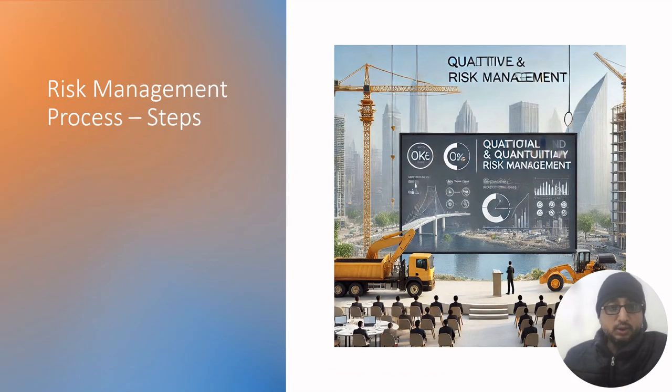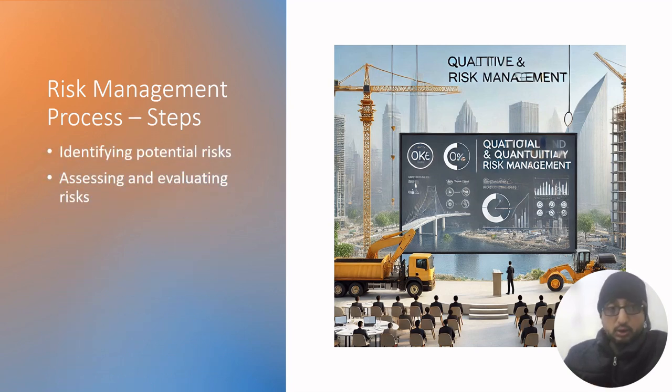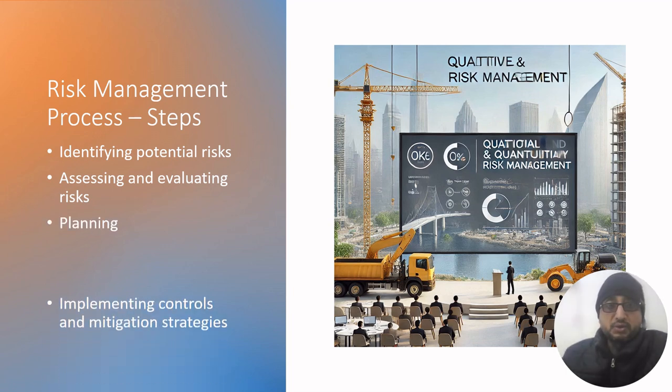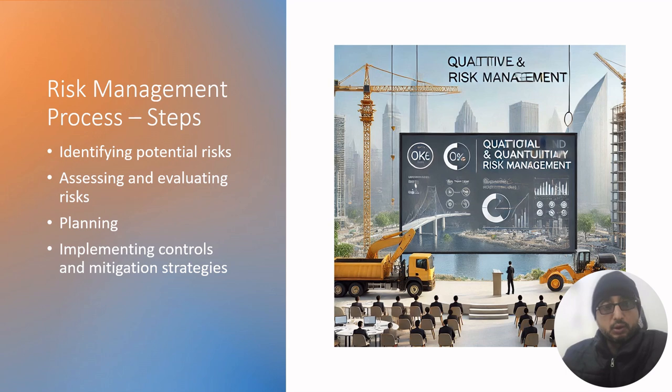So let's first look at the steps of the risk management process. Basically, the risk management process includes a minimum of 5 steps. Number one, identification of all the potential hazards, then assessing and evaluating all the risks. Then we plan and develop mitigation strategies, and then we implement them. After that, we monitor and review them to make sure that all of our plans or strategies are working correctly.